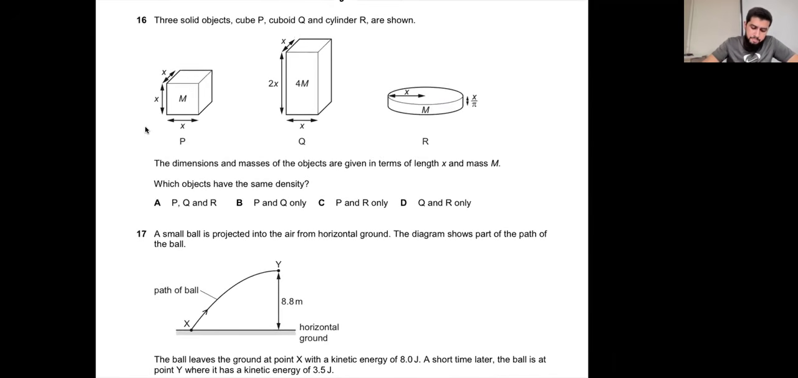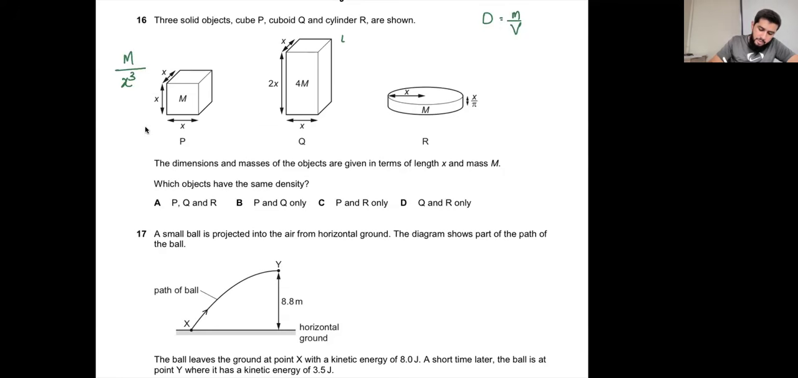3 solid objects P, Q, and R are shown. The dimension and masses of the objects are given in length of x and mass m. Which objects have the same density? For density to be same, mass upon volume should be same. So for the first one, it is mass upon x cube. Mass upon volume, since it's a cube, x into x into x, x cube.